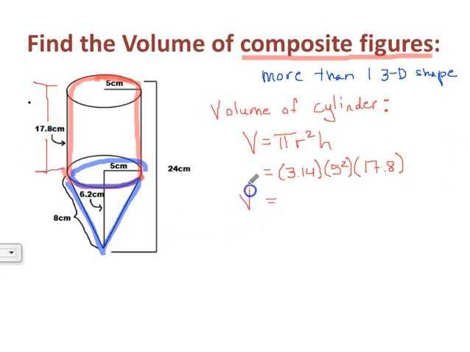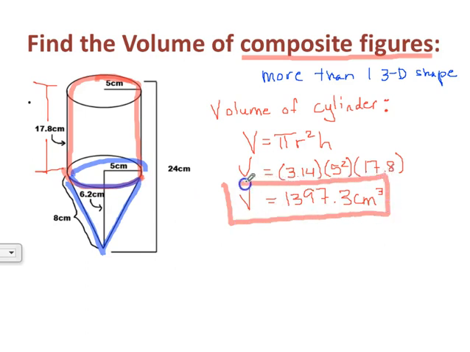So let's plug that stuff into our calculator. 3.14 times 5 squared is 25 times 17.8. And we plug that all in, I get 1,397.3 centimeters cubed. And I'm going to hold on to that. We're going to use that in a little bit here. So I'm going to highlight this so that we will know what the volume was for our cylinder, and we'll come back for that.